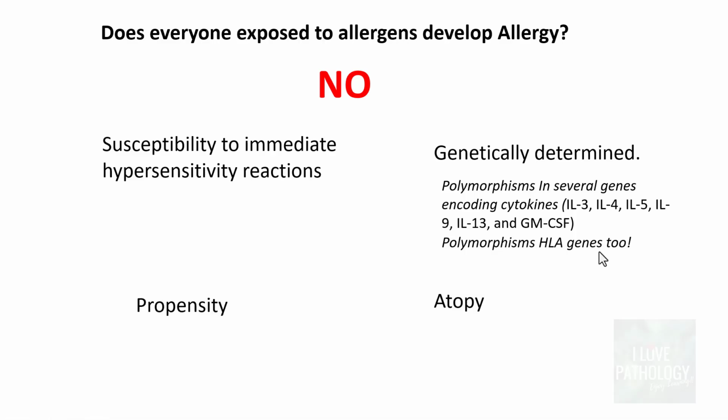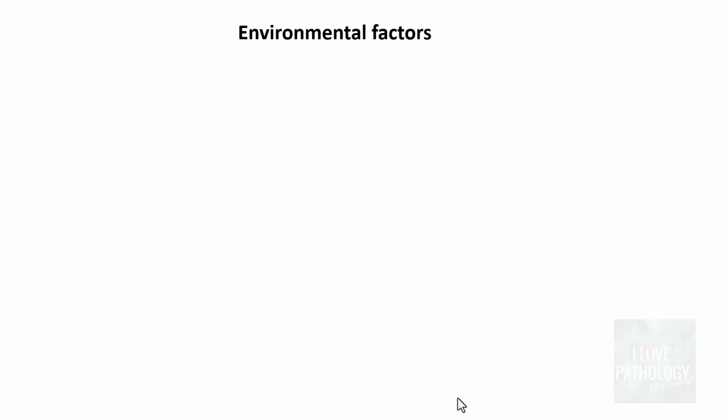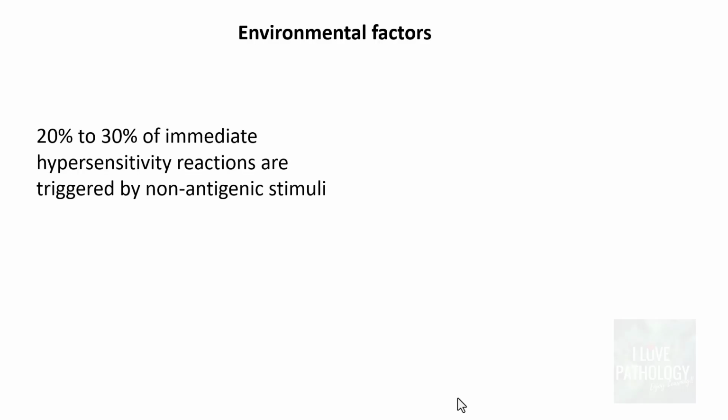So the propensity to develop type 1 hypersensitivity reaction is referred to as atopy, right? Now, if you examine the blood in these individuals, it is found that these individuals have very high serum immunoglobulin E levels and they also have more and more interleukin 4 producing T helper 2 cells. Apart from genetic factors, there are various environmental factors which result in type 1 hypersensitivity reaction.